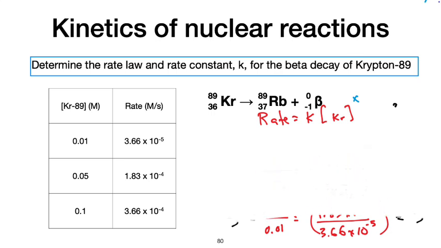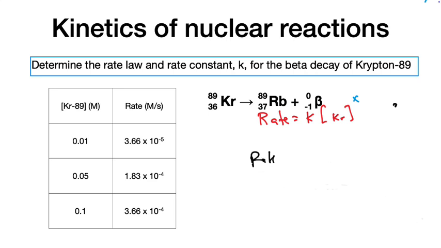Once you know the order for the reaction, all of that, because I don't have space to include it all, could disappear. Our rate equals k times our krypton to the first order. We then pick any experiment we want, sub in rate, sub in the concentration, solve for our rate constant. Make sense?